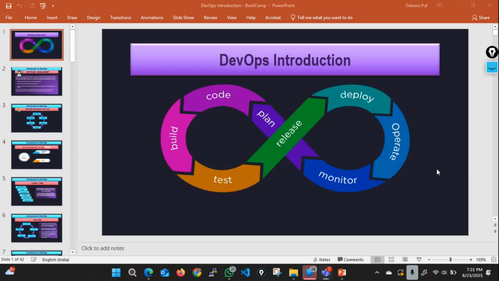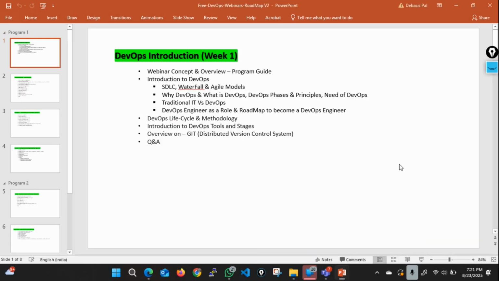But before that, let me tell you our roadmap. In these 8 weeks, or rather 8 weekends, we will start with an introduction to DevOps. What is the need of learning DevOps when AI and everything has come up, and where do we stand? Just to get a feel of DevOps, why should we be learning DevOps as our basic need?